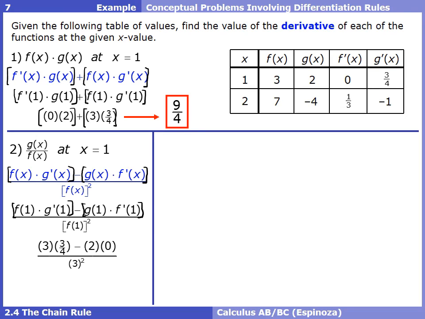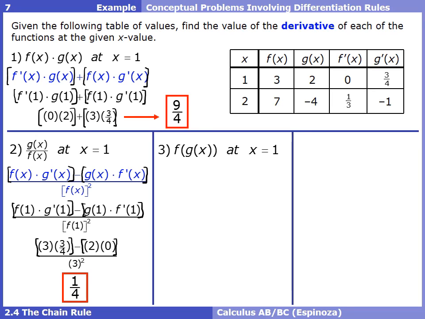When you look up all the numbers and plug those in, you'll end up with 3 times 3/4 minus 2 times 0, all divided by 3 squared. 3 times 3/4 is 9/4, minus 0 is just still 9/4. We're going to divide 9/4 by 3 squared, which is 9, for a final result of 1/4.